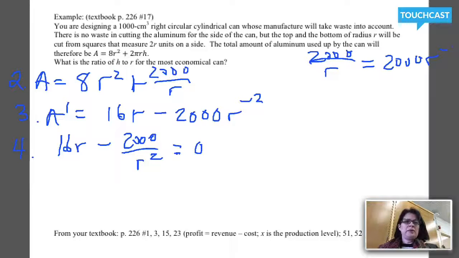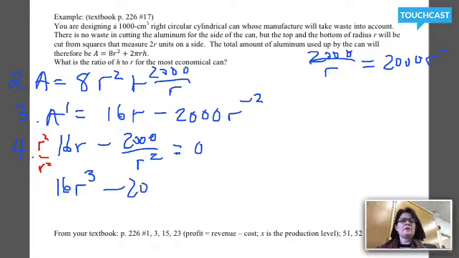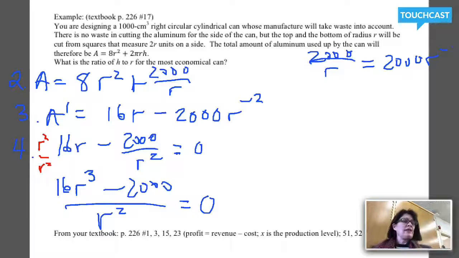So I'm going to try to get a denominator of r squared for both of these terms. I'm going to imagine multiplying top and bottom of this first fraction by r squared. So here's what I end up with. See if you get the same thing. I end up with 16r cubed minus 2,000 over r squared equals 0. So that's a fraction. I have an equation where I have a fraction equal to 0.